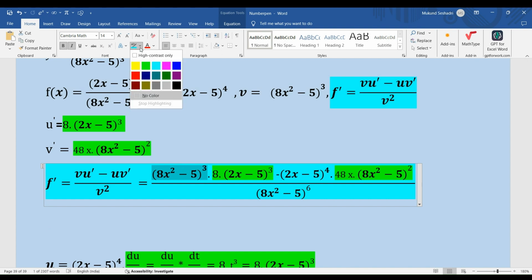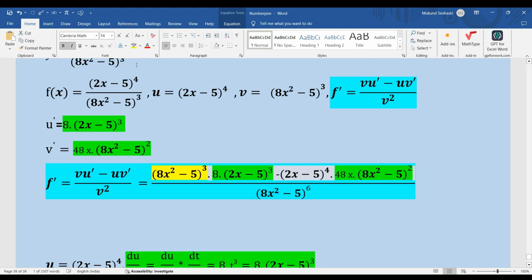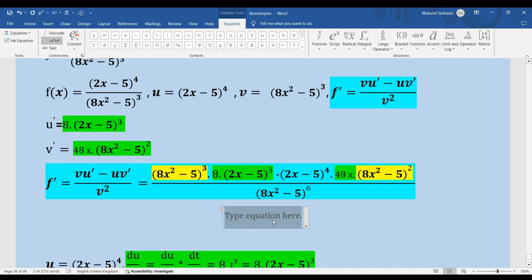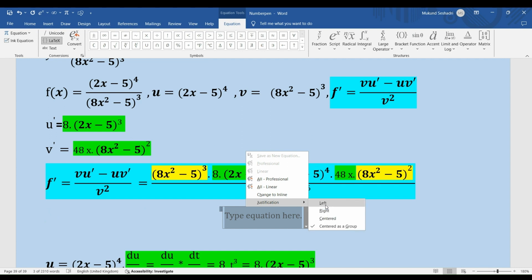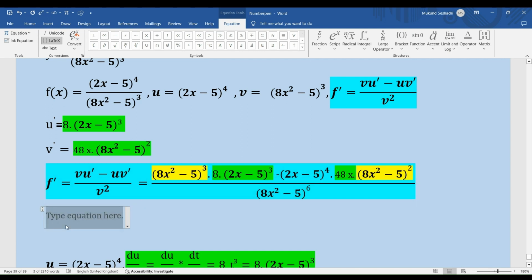Let me highlight it in, say, what is the color I can use? 8x squared minus 5, and then I will also highlight this part, right? So I can pull out 8x squared minus 5 the whole square, right? So let me do that in the next step. So my f dashed is equal to 8x squared minus 5 the whole square. So let me pull out 8x squared minus 5 the whole square.